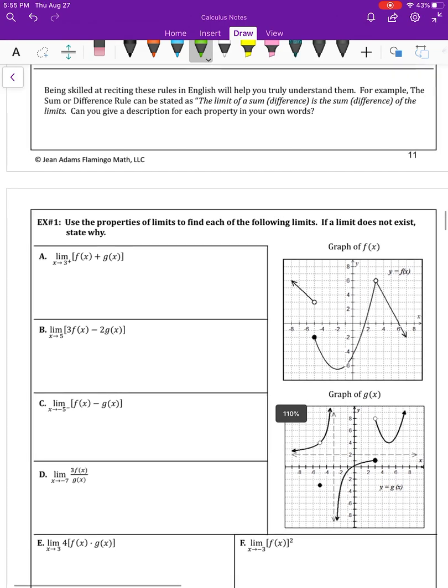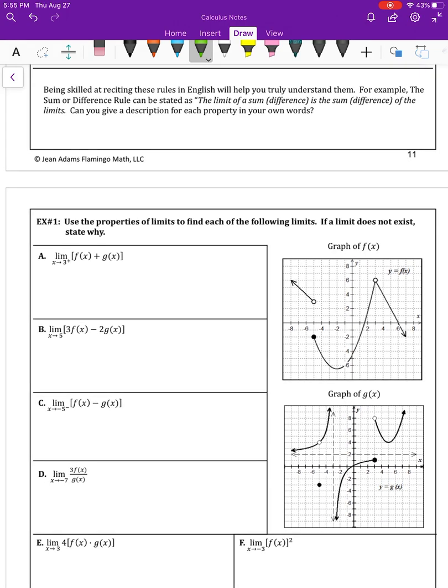So now example number 1, use the properties of limits to find each of the following limits. If a limit does not exist, state why. So we said that if it's a sum, this is going to be equivalent to the sum of these limits. Limit of a sum is equivalent to the sum of the limits.